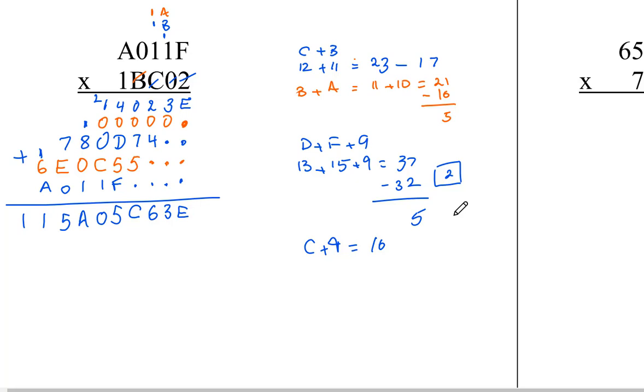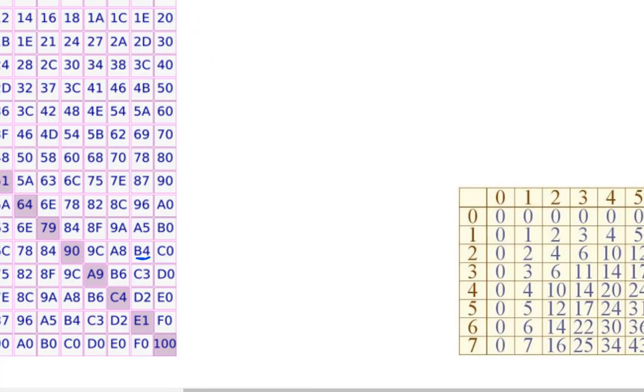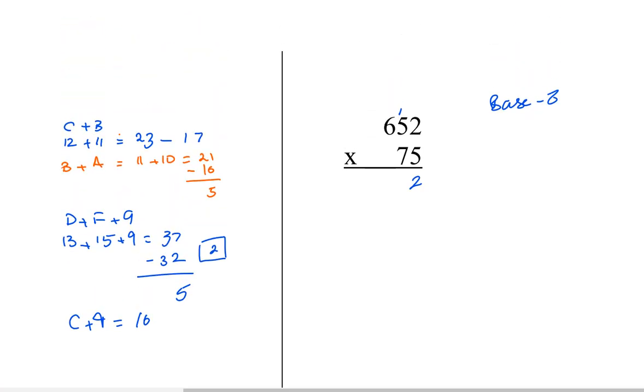For the next one, I have 6, 5, 2. This is base 8, multiplied by 7, 5. Again, look at the table, or just do the multiplication in your head. 5 times 2 is 2, you carry 1. And 5 times 5: 5 times 5 is 3, 1. 3, 1 plus 2, 1 is 3, 2. So we put a 2 and you carry 3. And 5 times 6 plus 3 will be 1, 4.